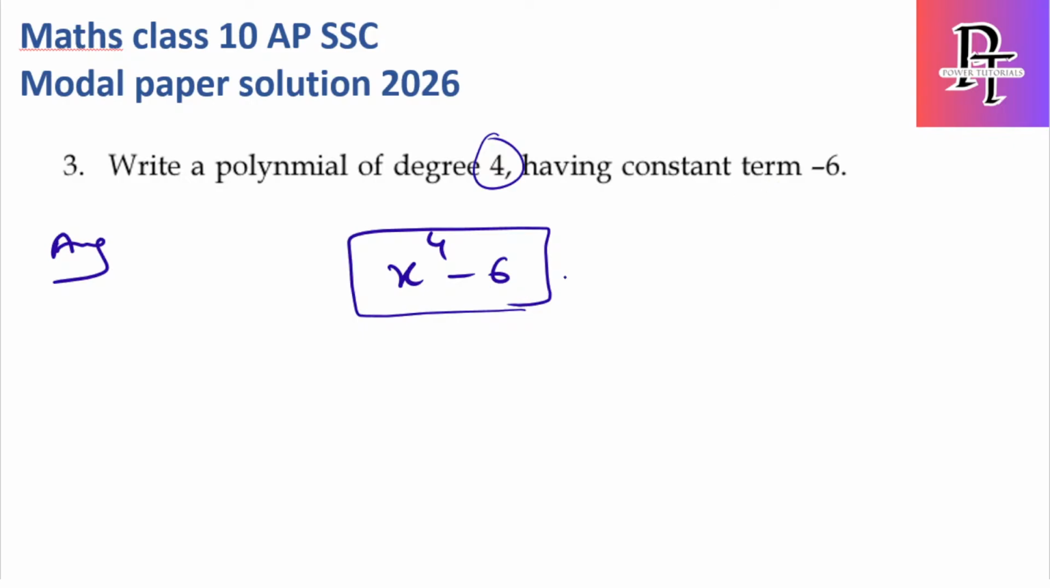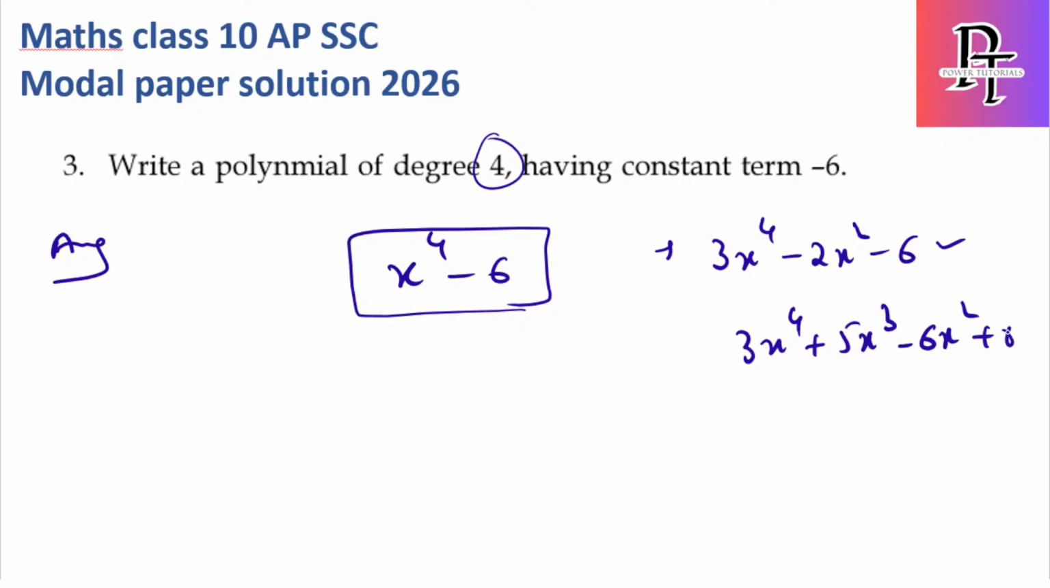It's not like this is the only answer. You can also have other answers such as 3x power 4 minus 2x square minus 6. This is also correct. 3x power 4 plus 5x cube minus 6x square plus 8x minus 6 is also correct. They are just asking to write a polynomial where the highest degree of x is 4 and the constant term is minus 6. So these two terms are important.